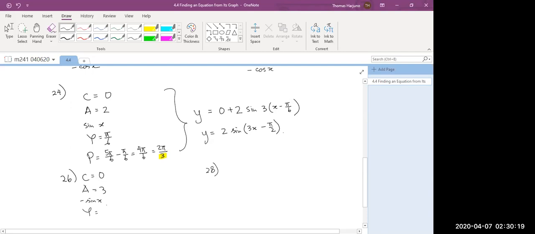Pi over 4. How about the period? Pi. That's pi, which is 2 pi over 4, 2 pi over 2, right? So from here, the equation is negative 3 sine 2 of x minus pi over 4. Which, if I distribute the 2, I get negative 3 sine of 2x minus pi over 2.